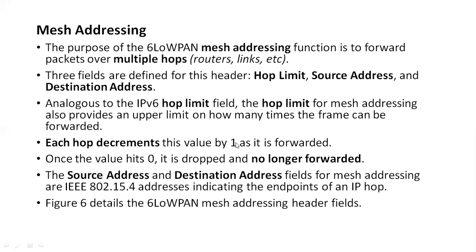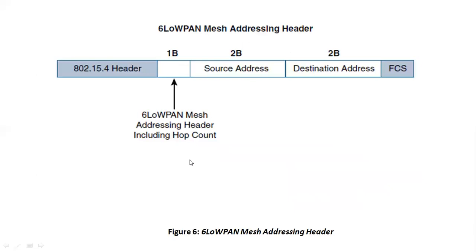Here for mesh addressing, we want to forward the packet through multiple hops. And here again we are going to use some fields like hop limit, source address, and destination address. Every time you forward the packet, you will decrement the hop count by 1. Once the hop count becomes 0, you will understand that there is no longer any forwarding; there is no packet to forward. So let me show you that mesh addressing header.